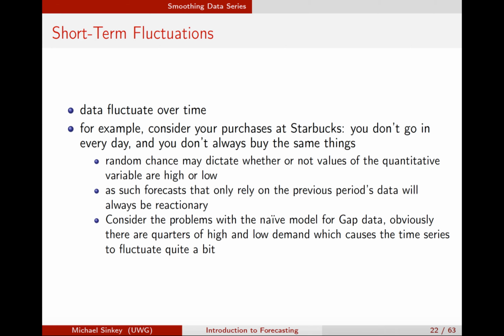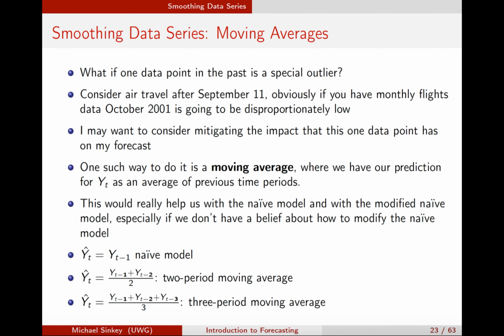If I just rely on the previous day, I'm assuming that every day going forward is just like yesterday, but clearly that's not going to be the case. So I may have wild swings in purchases from day to day, and the naive model will always be behind there. And you can see this very, very precisely with the sales data from the Gap, but you would also see this in, say, your Starbucks purchases.